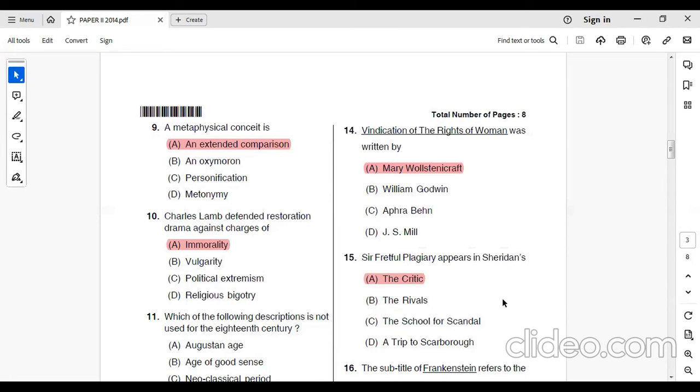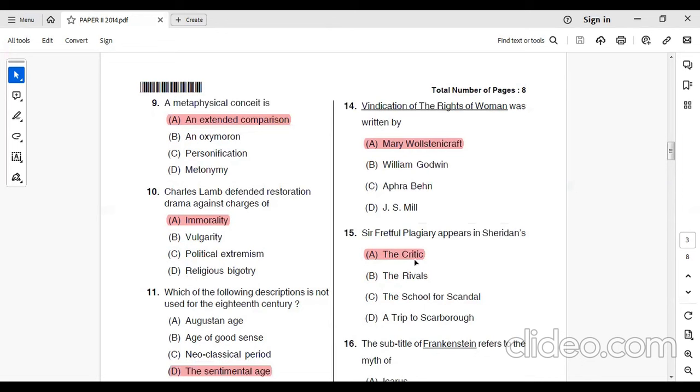Question number 15. Sir Fretful Plagiary appears in Sheridan's The Critic. Sir Fretful Plagiary is a fictional character in Richard Brinsley Sheridan's famous play, The Critic, which was first performed in 1779. The character is based on the English dramatist Richard Cumberland, who had expressed his contempt for Sheridan's The School for Scandal, which was published in 1777.